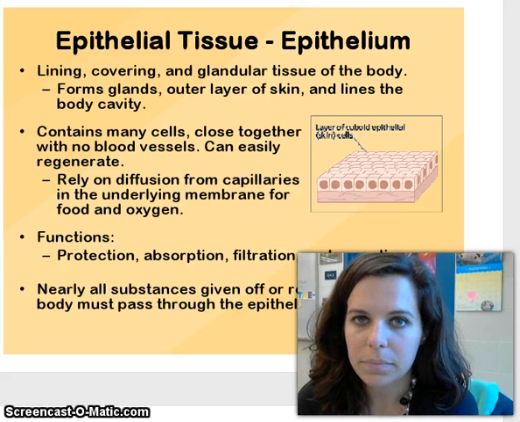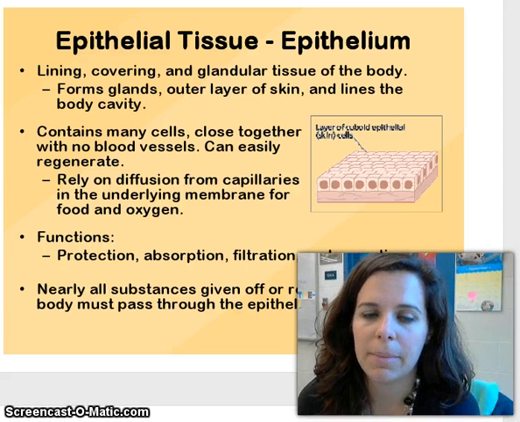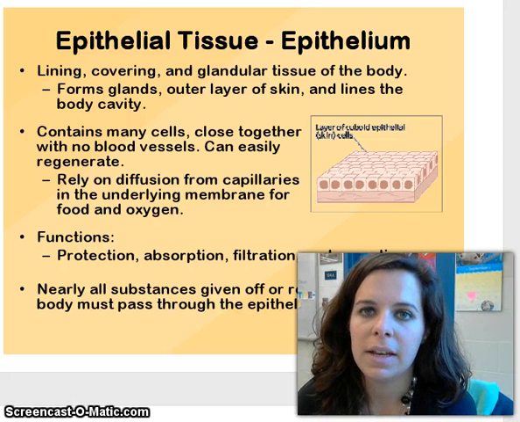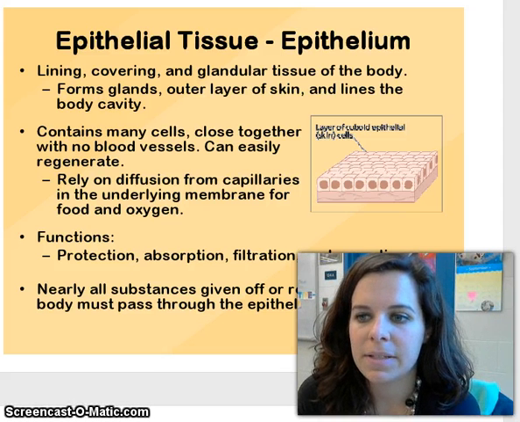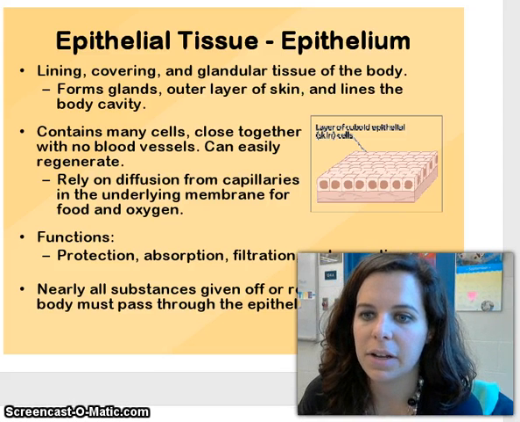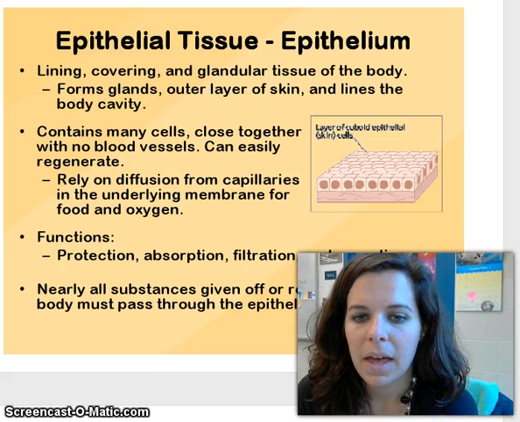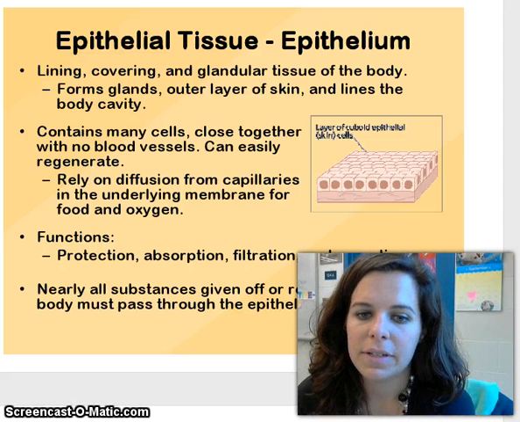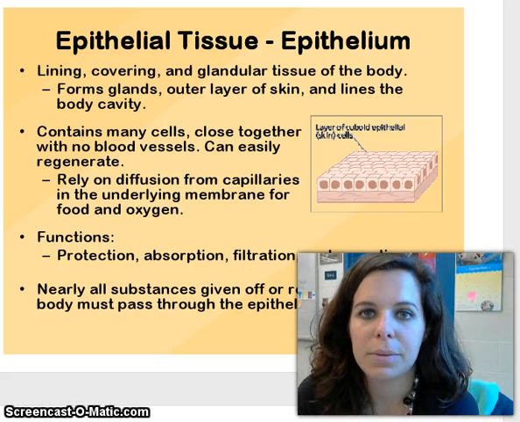Absorb. So it could be absorbing nutrients if you're talking about epithelial tissue in the digestive system. It may filter different things into or out of different parts of the body, and it secretes different things. So things are going to come out of the epithelium. So anything that's given off or received by the body has to pass through the epithelium.